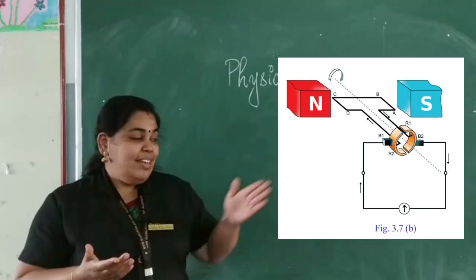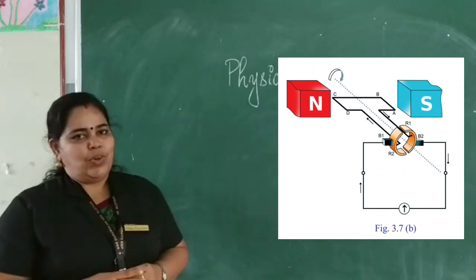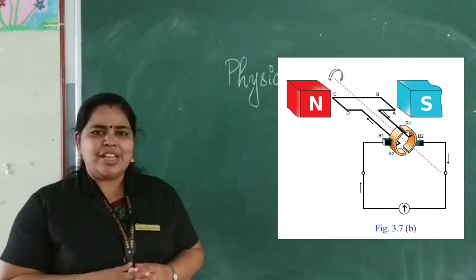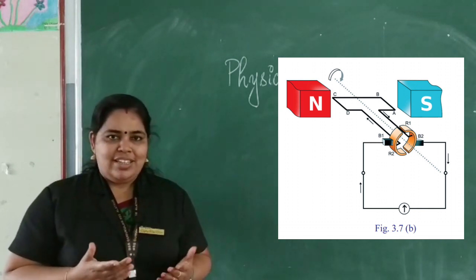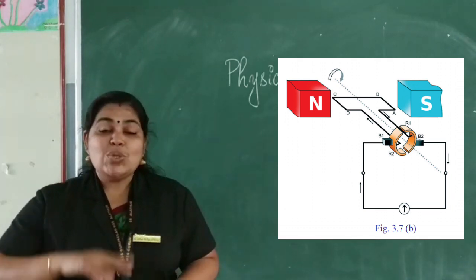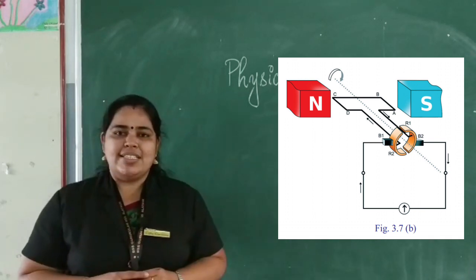Again, what happens here? Current is flowing from B2 to B1. Here the direction of current is not changing. So that is the speciality between AC generator and DC generator.